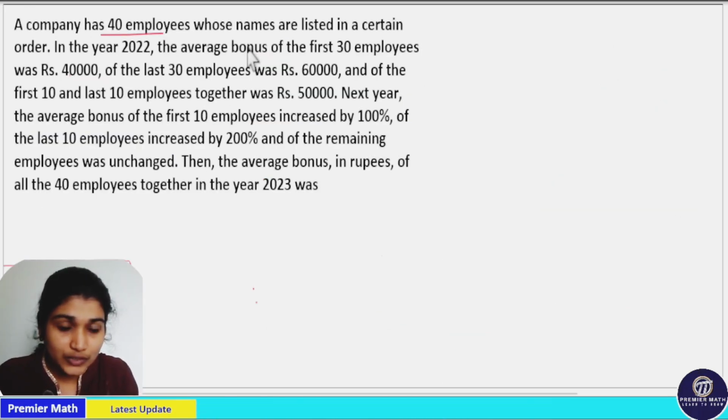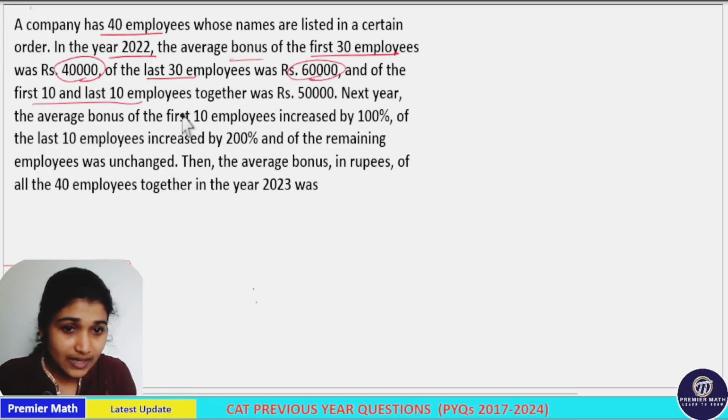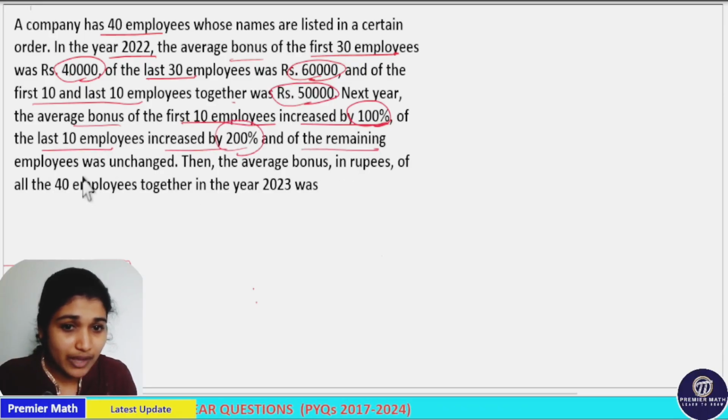A company has 40 employees whose names are listed in a certain order. In the year 2022, the average bonus of the first 30 employees was rupees 40,000, of the last 30 employees was rupees 60,000, and of the first 10 and last 10 employees together was 50,000. Next year, the average bonus of the first 10 employees increased by 100%, of the last 10 employees increased by 200%, and of the remaining employees was unchanged. Then the average bonus in rupees of all the employees together in year 2023 was, here total 40 employees.